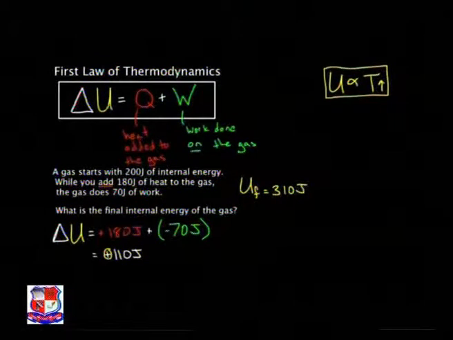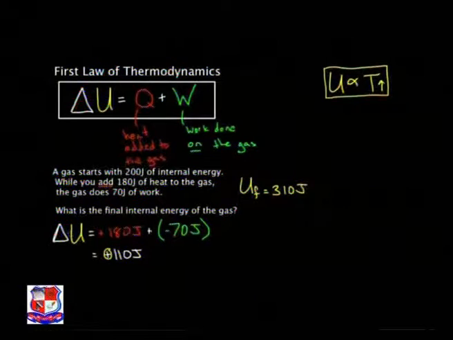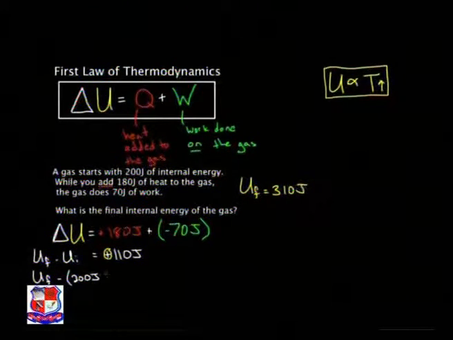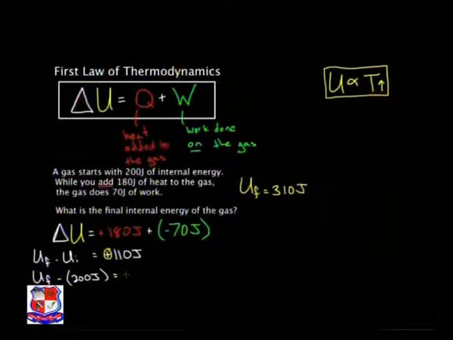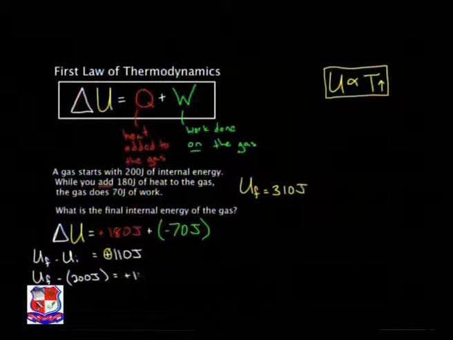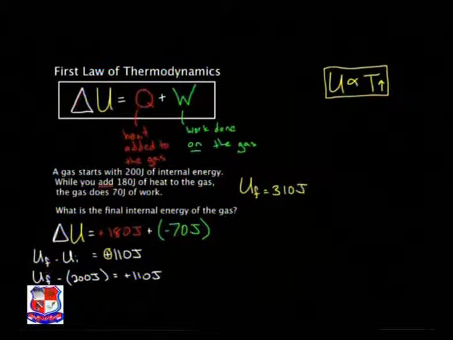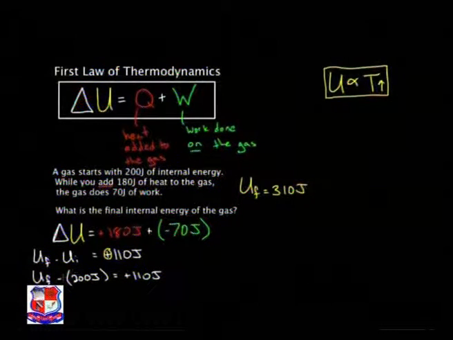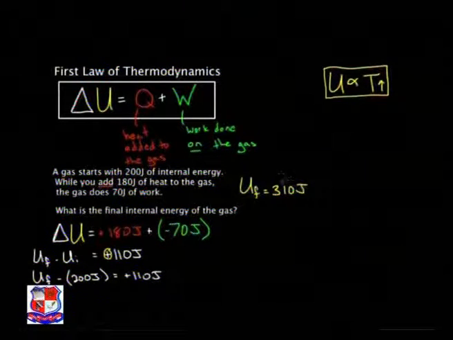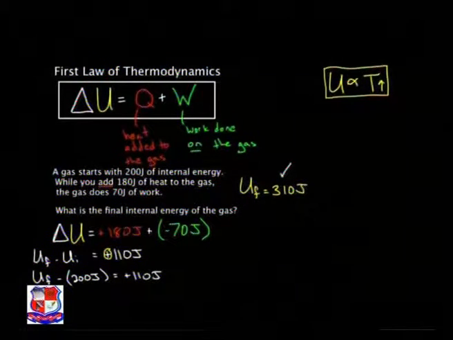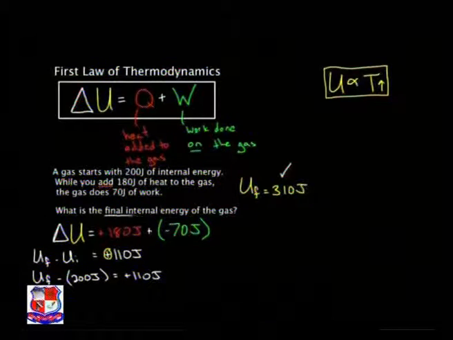Or if you want to be more careful about it, you can write this out. Delta U, we can call U final minus U initial. That's what delta U stands for. U final is what we want to find, minus U initial is 200, so positive 200 joules was what the gas started with, equals, that's the change, and that's what we found, 110 joules. Now you solve this for U final, you would add 200 to both sides, and again you would get 310 joules as the final internal energy of the gas.